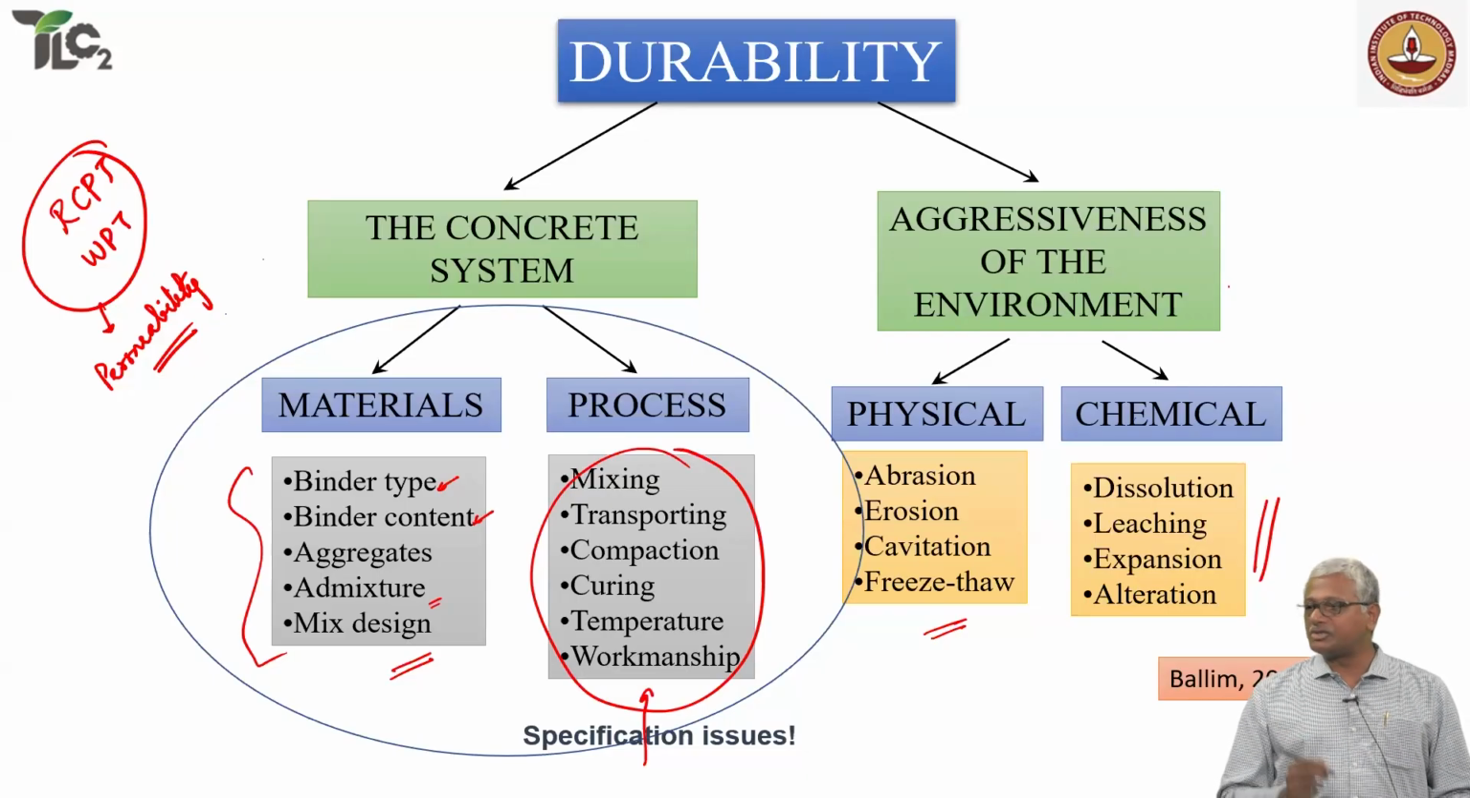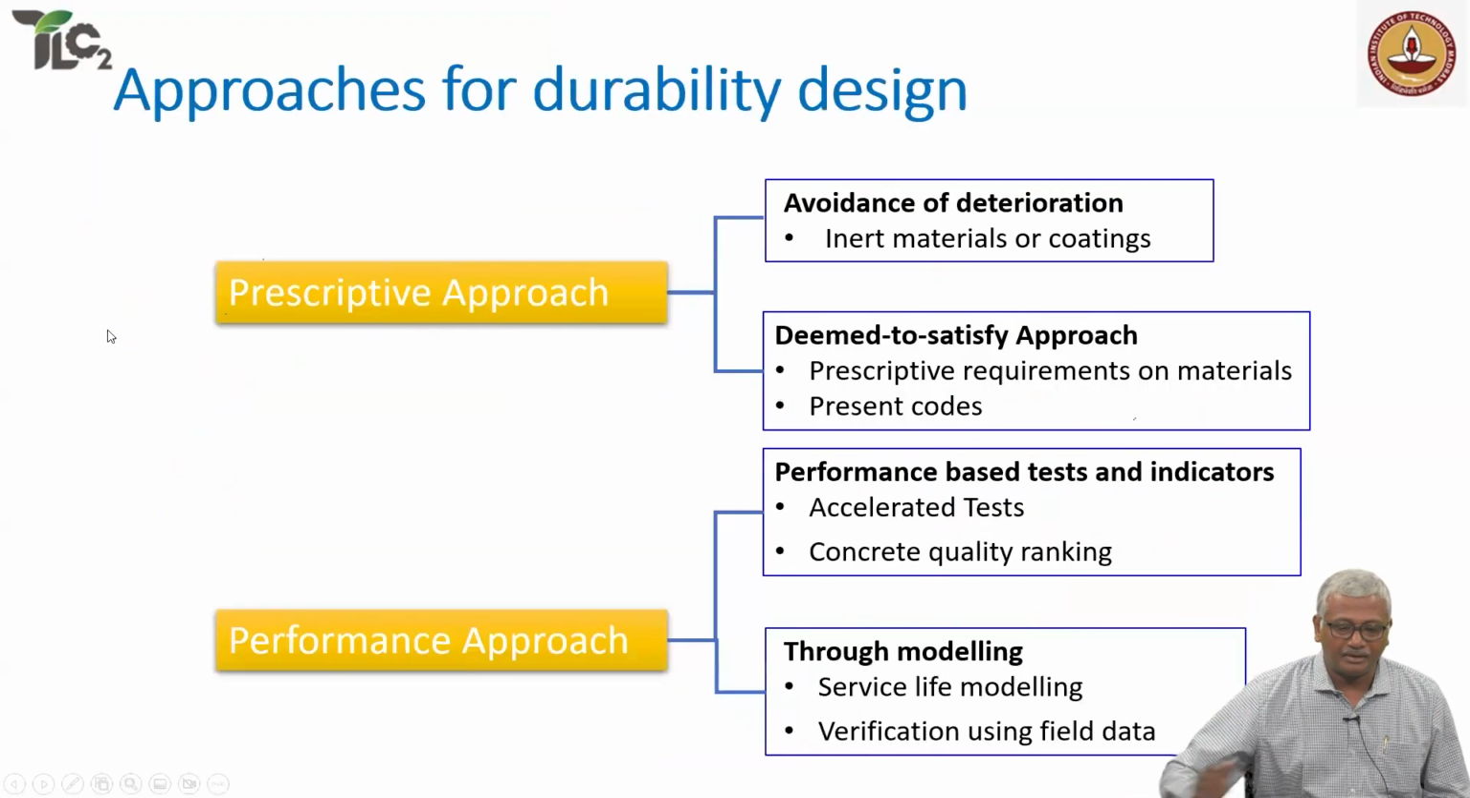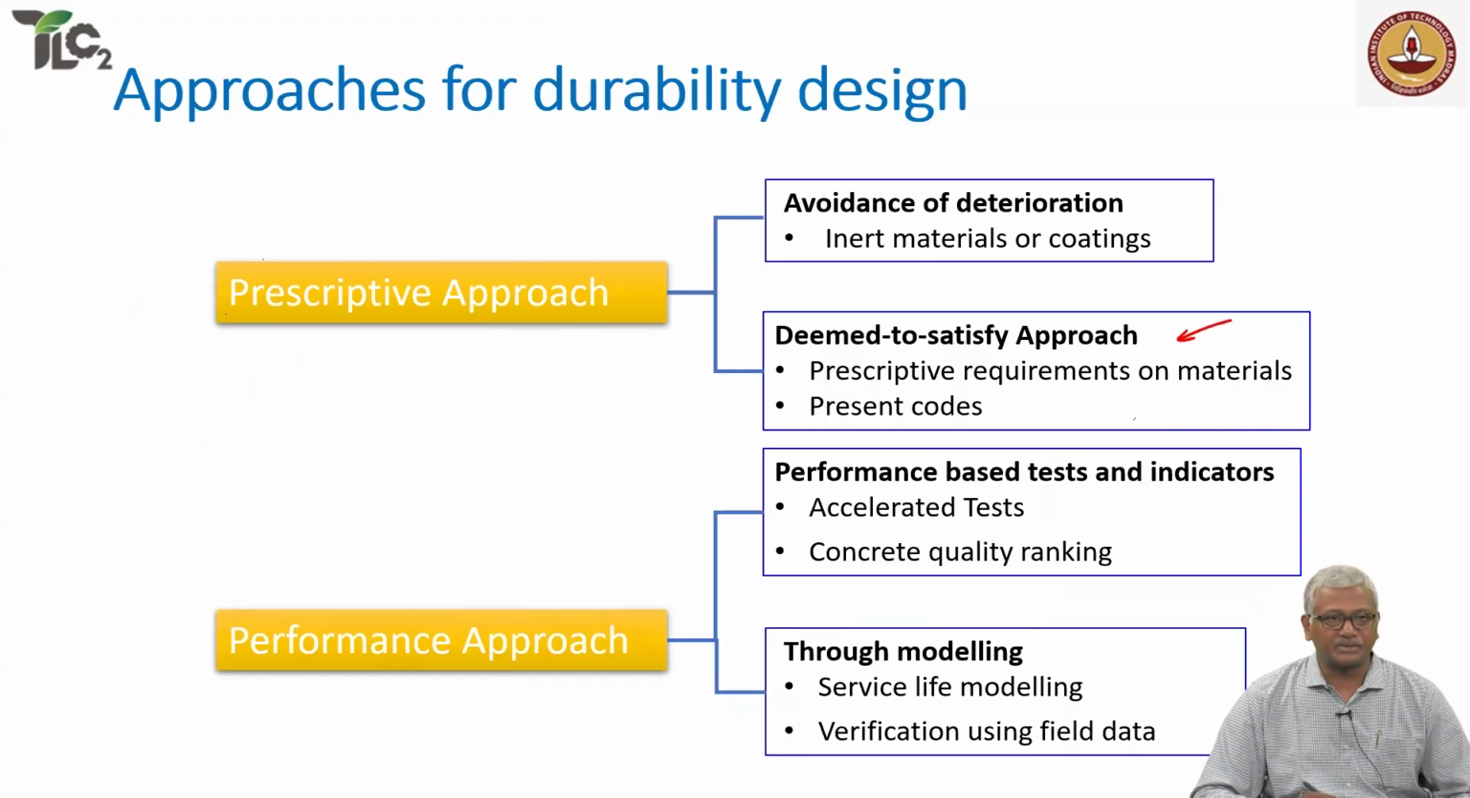And if you're not paying attention to the process, you're often going to cause more problems on site. So the specification has to be robust enough to capture the process, and that's where we are looking at performance-based design of concrete structures. So general approaches to durability design, as we already discussed: the prescriptive approach, what we are following currently in codes, is the deemed to satisfy approach. If you use this, this and this, your concrete is deemed to be durable.